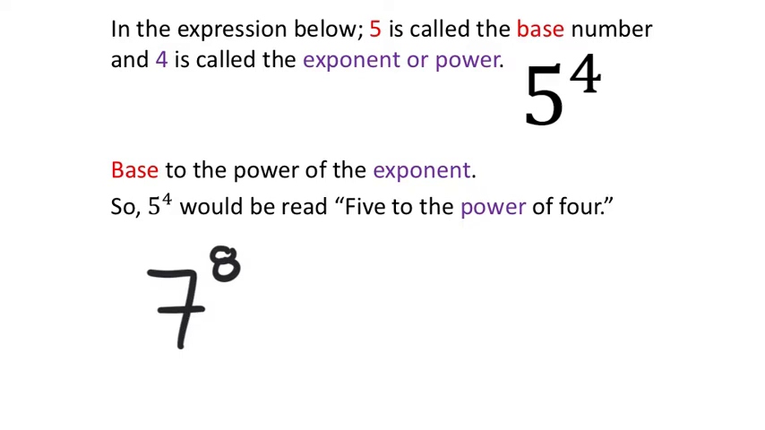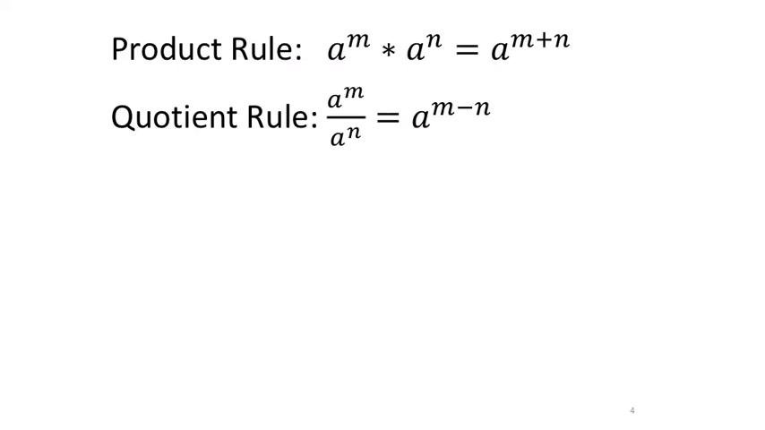And we know that the base, for example, in this one, the 7, that's the number that's being repeatedly multiplied. The 8, the exponent or power, that is what tells us how many times the base is being repeatedly multiplied. But here's two rules that we've seen, the product and quotient rules. So if we see that the bases are the same and they're being multiplied, we know we can add the exponents.